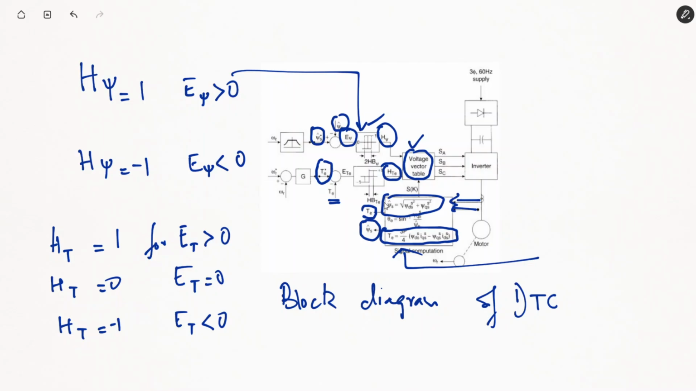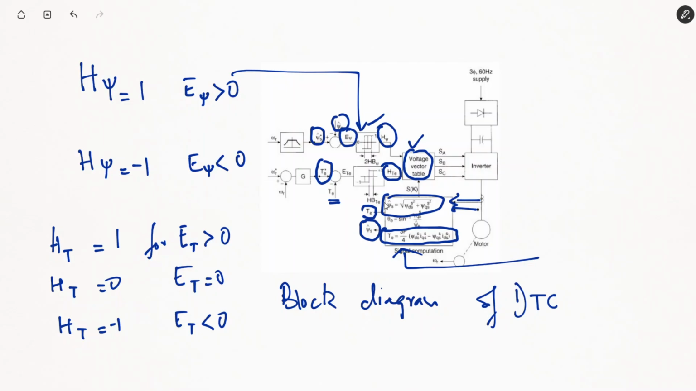Now, as far as flux is concerned, flux sensors are very poorly designed. So in most cases you will see that flux is not measured using flux sensors. It is estimated using the known values of voltage and currents.